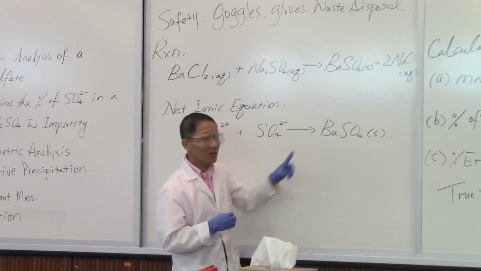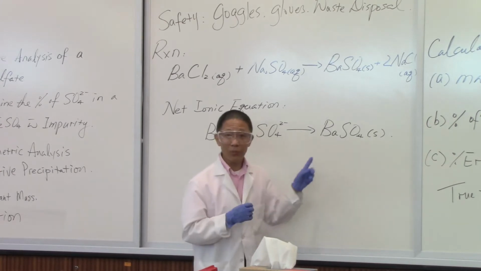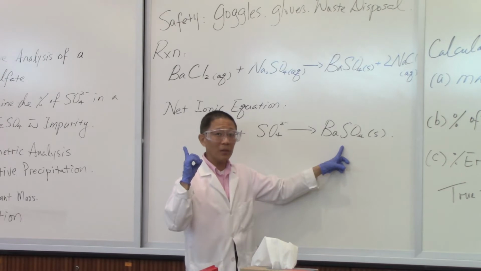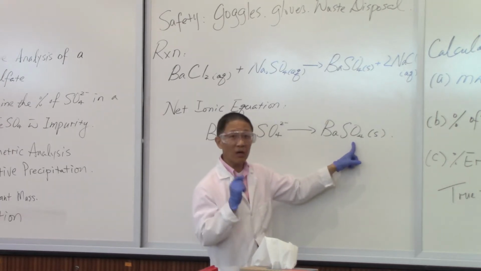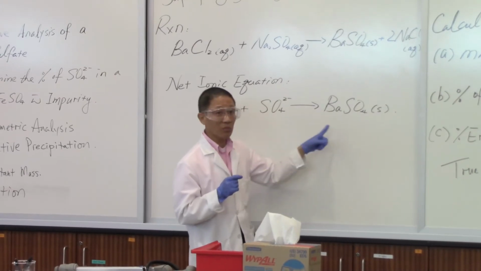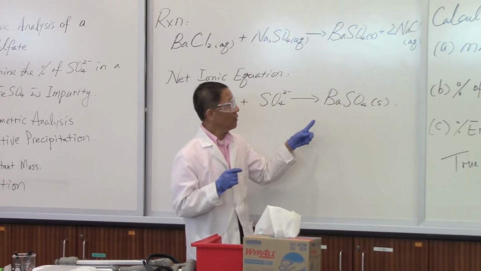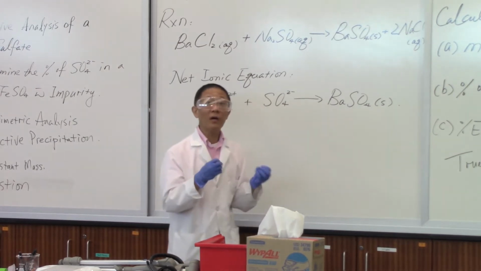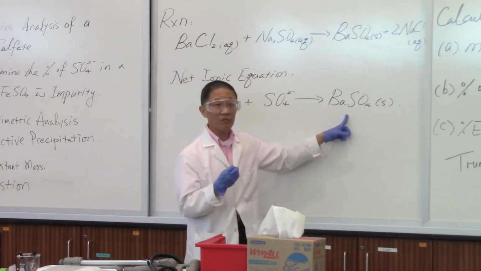And pay attention that in BaSO4, barium sulfate, each mole of barium sulfate will have 1 mole of barium ion in it, and 1 mole of sulfate ion in it. If you know the formula of the sample and the mass of the sample, you can figure out how many moles of barium sulfate we have.